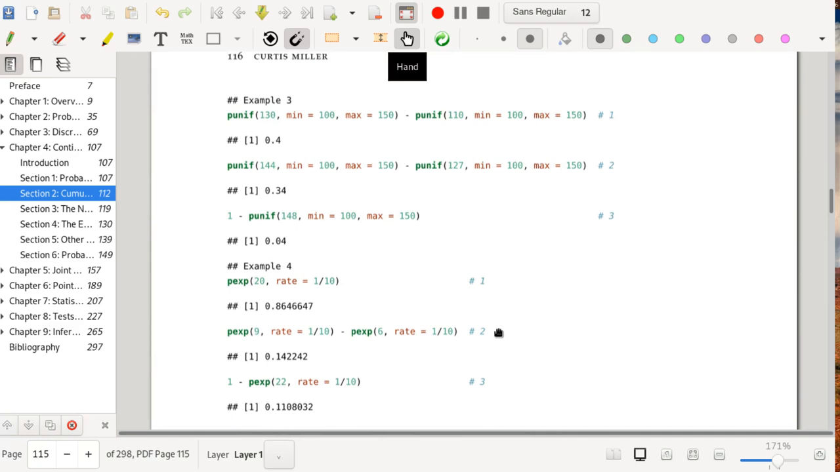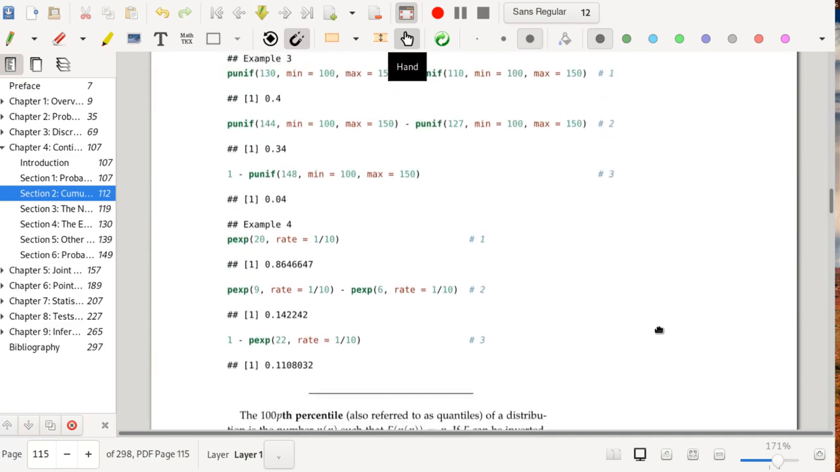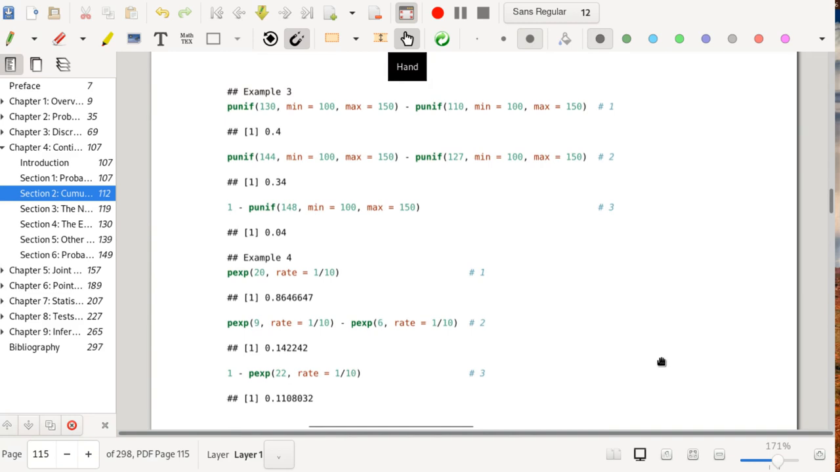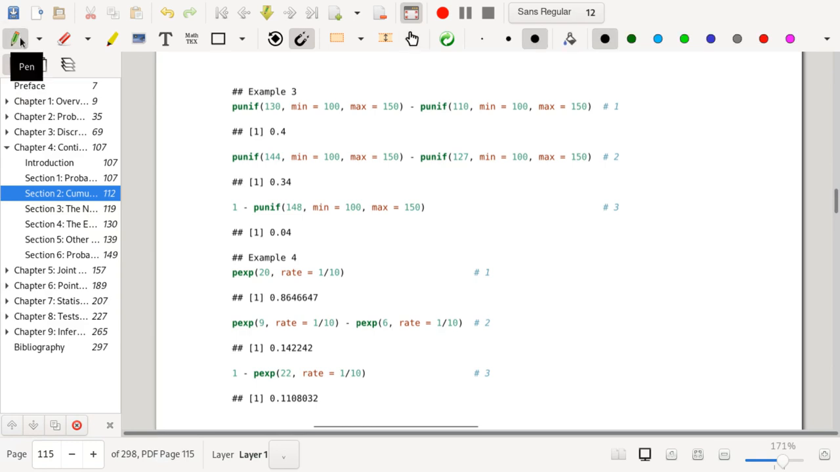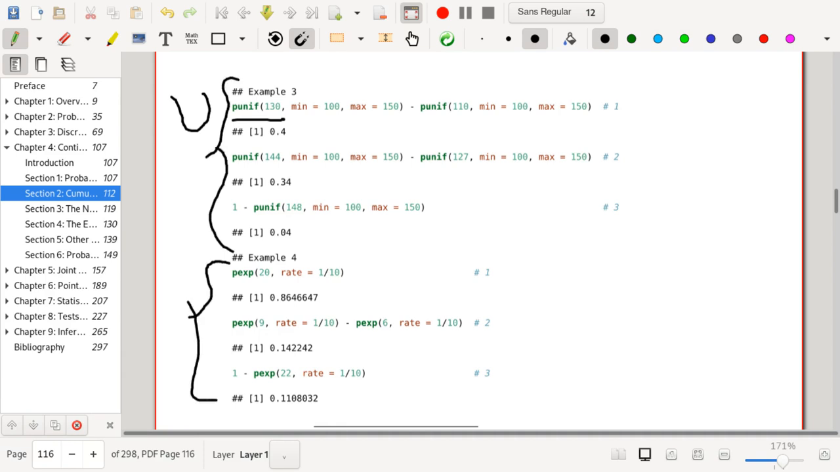All right, here is stuff for computing probabilities, and you may notice before we were directly integrating the density functions of these random variables using the integrate function, but we also have access to their CDF functions. So we can use those CDF functions to compute probabilities. For example, here's the CDF for that random variable u. So all this stuff is concerning u. All this stuff is concerning t. Here's the CDF of u at 130 minus the CDF at 110. It gets you 0.4. The CDF at 144 minus the CDF at 127, that's 0.34. And 1 minus the CDF at 148, that's 0.04.